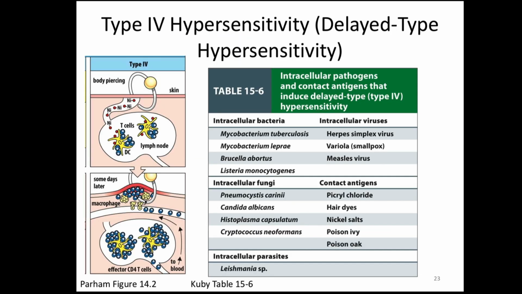So then our final type of hypersensitivity response is the type 4 hypersensitivity response. Just like some of the others, the type 4 has another name. So the type 4 hypersensitivity response is sometimes called a delayed type hypersensitivity response or a DTH response. So I often call it a DTH.